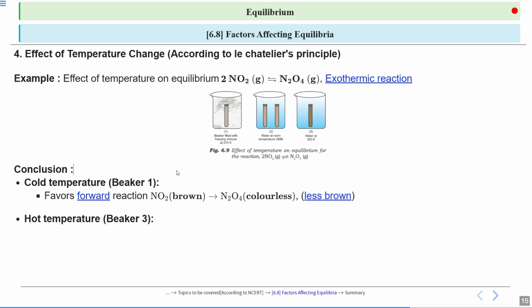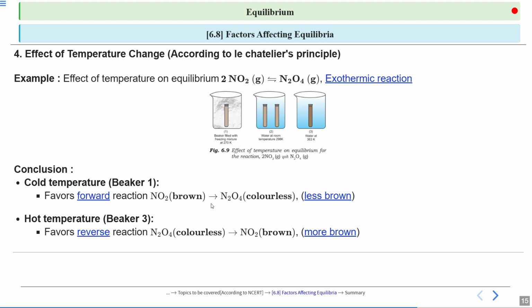Now what about the hotter temperature, which is beaker number 3? In this case, you are keeping it at a higher temperature of 363 Kelvin. Then you will observe that the reverse reaction is being favored, right? And you can conclude that by looking at the color. See, it is now more intense brown, okay? Since the reaction is endothermic in the backward direction, the extra heat which you have provided is only consumed when the reaction moves backward from N2O4 to NO2. Got it? Is it clear?